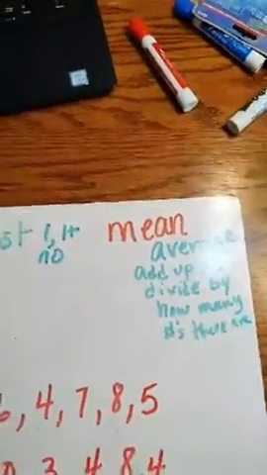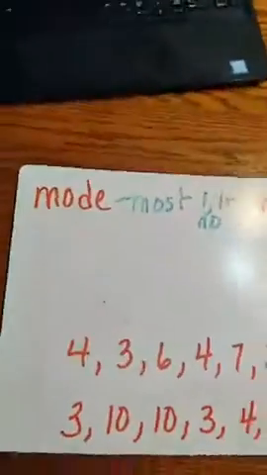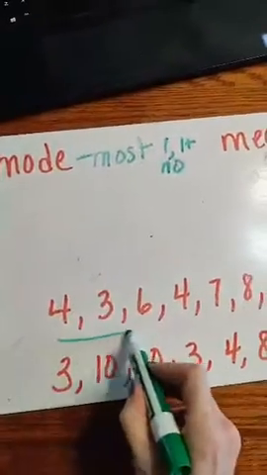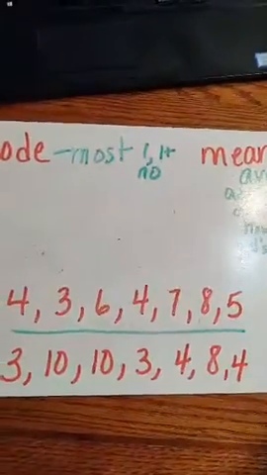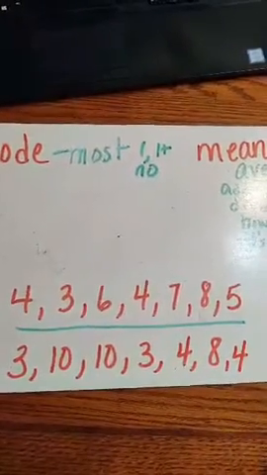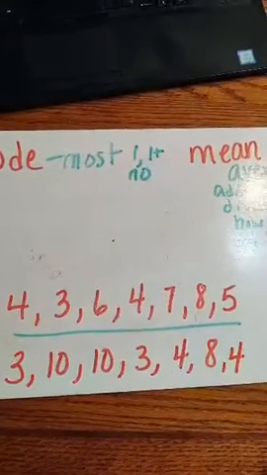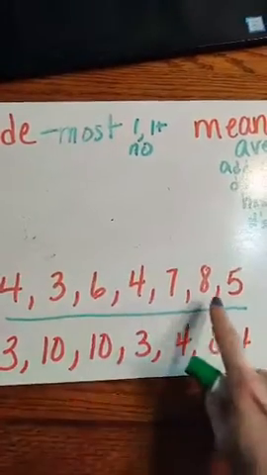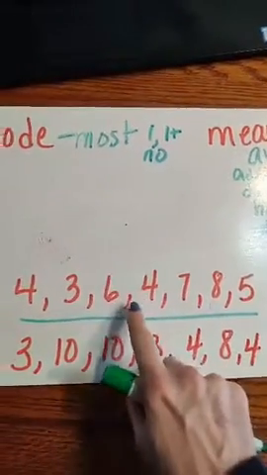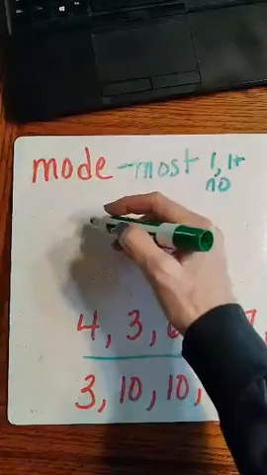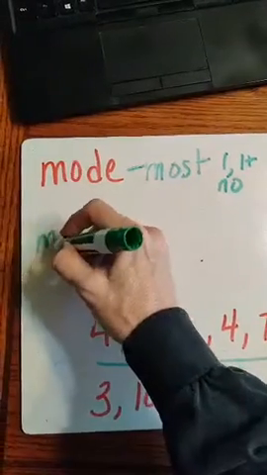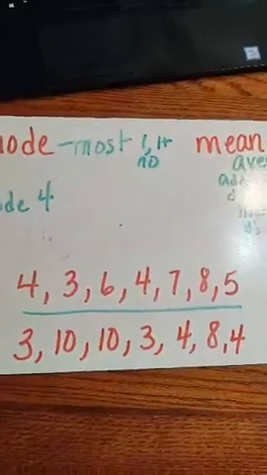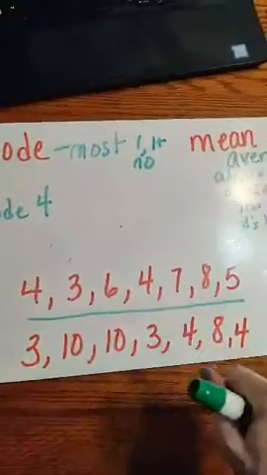All right, so let's talk about mode first, because that's an easy one. Mode means most. Let's just look at this top row of data. We know mode means most, so what number happens the most in this top row of data here? You got it. 4 happens the most. The mode is 4. Notice I only have one mode on this one.